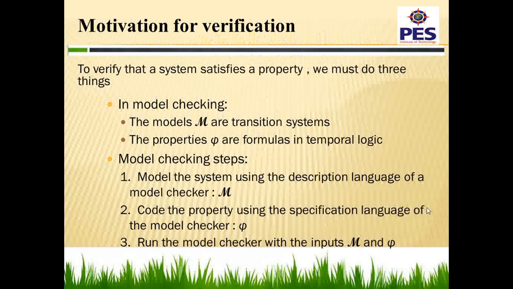To verify that a system satisfies a property, we must do three things. First, in model checking, the models are transition systems. The properties pi are formulas in temporal logic. Every property should be converted into a formula in temporal logic. Next, the model checking steps. Model the system using the description language of the model checker; we represent the model as M. Code the property using the specification language of the model checker, pi. Convert the property you recorded into a formula in the specification language. Run the model checker with input, feeding the model M and the formula pi.